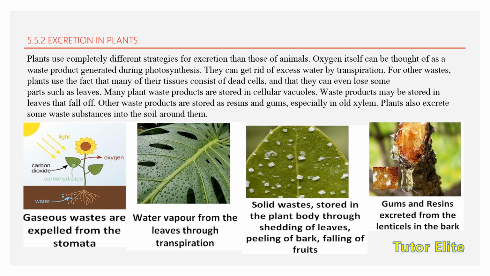Gaseous waste is expelled from stomata in plants. Water vapor is lost from the leaves through transpiration. Solid waste is stored in the plant body and removed through shedding of leaves, peeling of bark, and falling of fruits. Gums and resins are excreted from the lenticels in the bark. These are the waste products in plants.